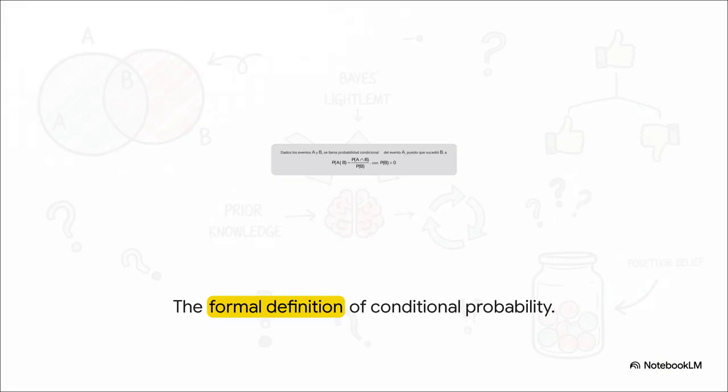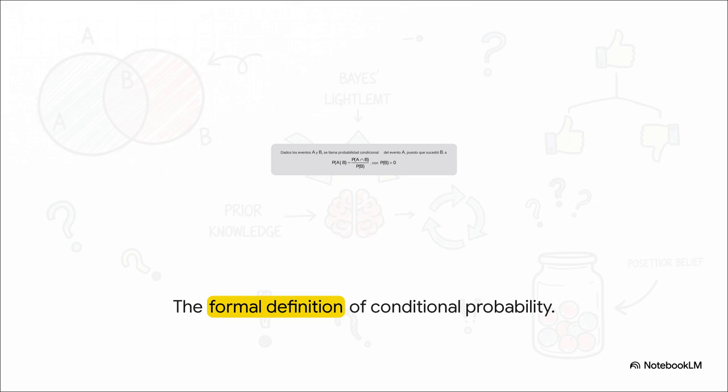So, grasping conditional probability really requires a shift in your mindset. We are no longer looking at the entire universe of possibilities. Instead, we're looking at a reality that's been restricted by prior events. Take a look at the formal definition here. We read this as the probability of A given B. But I want you to ask yourself, why are we dividing by the probability of B?